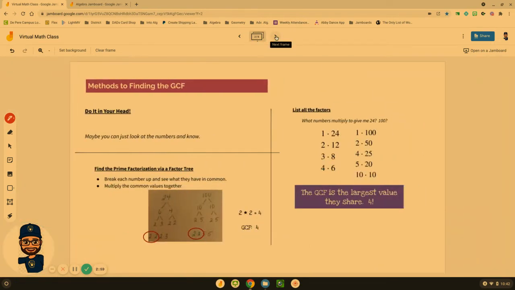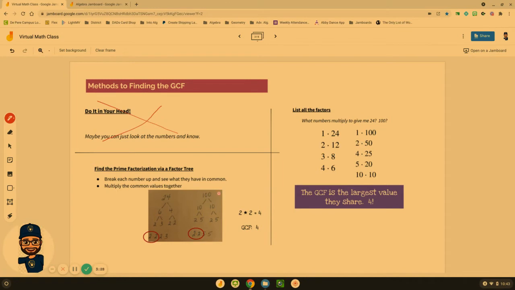There's a couple different methods that we can use when doing this. One, you can do it all in your head. You can think, oh, the greatest number that goes into this is this. Does it go into that? I'm not going to recommend this. It doesn't work always 100% accurately, especially when we start to throw in variables. You can list all of the factors, which is what we just did on the other page. 1 with 24, 2, 12, and so on. And then you can see which one's the largest, which was 4.